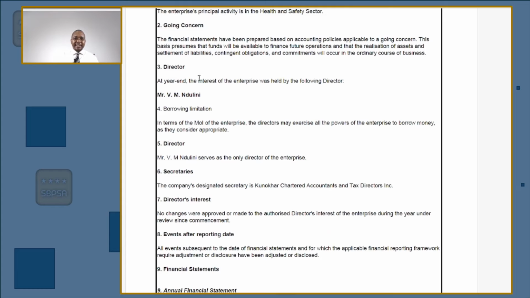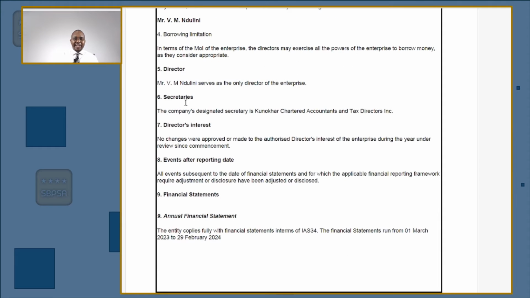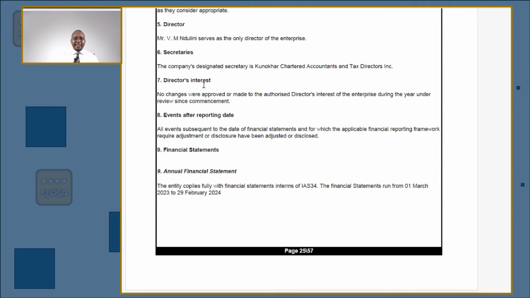Then it tells us the number of directors and their names, and number 4, it tells us about the borrowing and limitations. Can the business borrow money from somewhere else? Does the MOI allow the business to borrow money? I think here it should have said shareholders. It must not repeat itself there. Then it's telling us that the secretaries are also the accountants of the business, which is fine. The directors' interest in terms of Section 76 and Section 79 of the Companies Act is dealt with here.